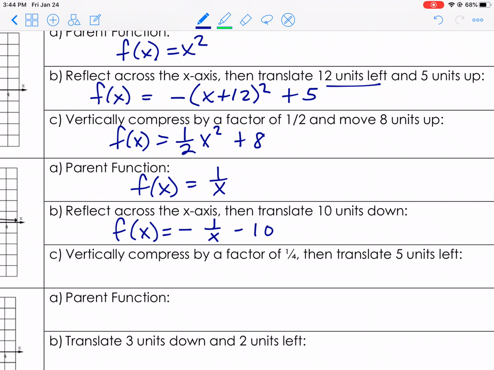Vertically compress by a factor of 1/4, and then translate 5 units left. That one's sort of different than what we're used to.